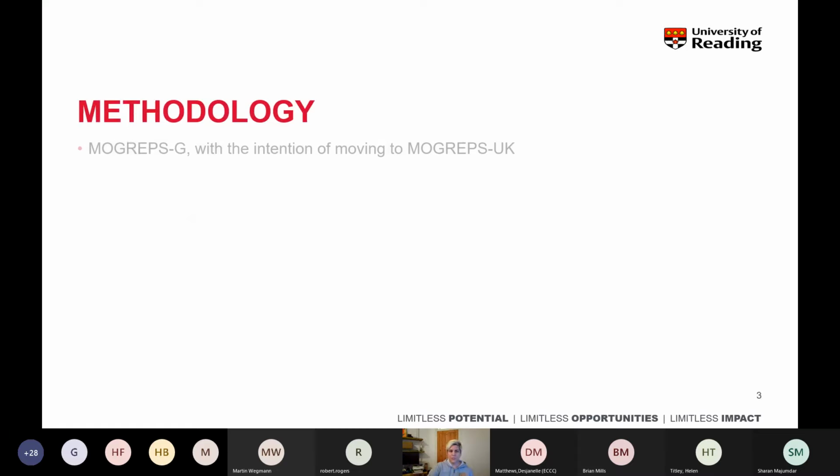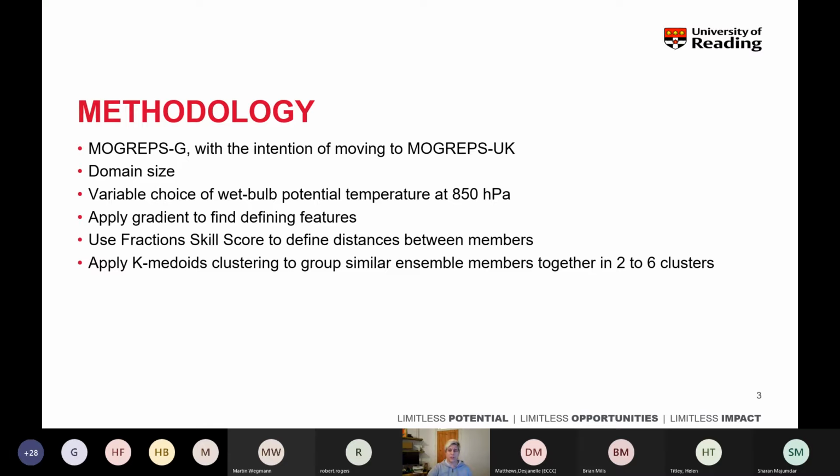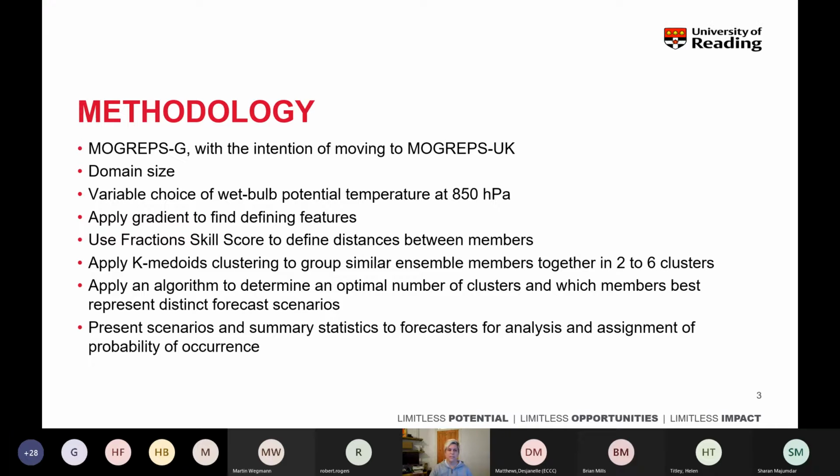So the methodology, we're starting with MOGREPS G with the idea that looking at a global ensemble, you'll have smoother fields. It's a little easier to cluster to start with. And then we're eventually going to move our method to look at MOGREPS UK data. We're looking at a large domain size to start with, so we can really see large weather events maybe moving in over the entire forecast period, which in this case is about 8 days. We've chosen the wet bulb potential temperature at 850 hectopascals, and we're applying the gradient to find the defining features, in this case, frontal regions.